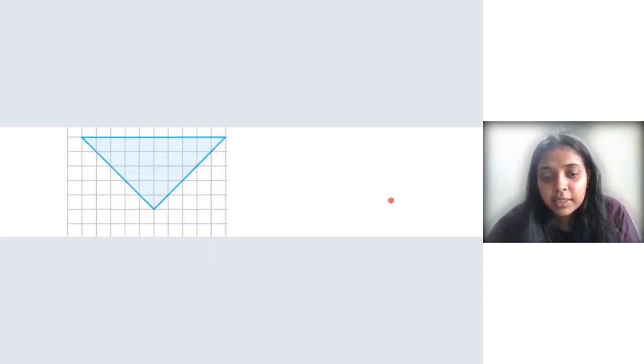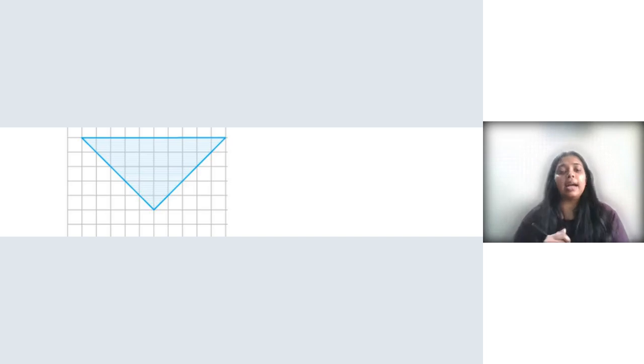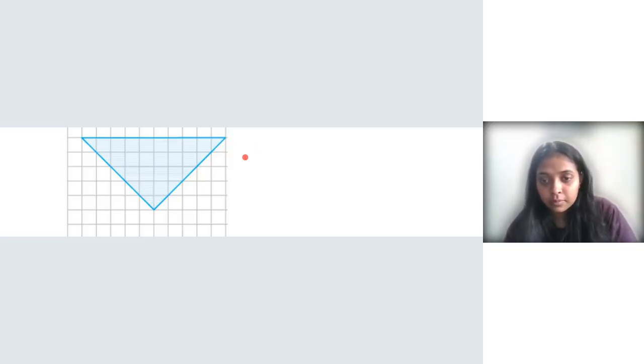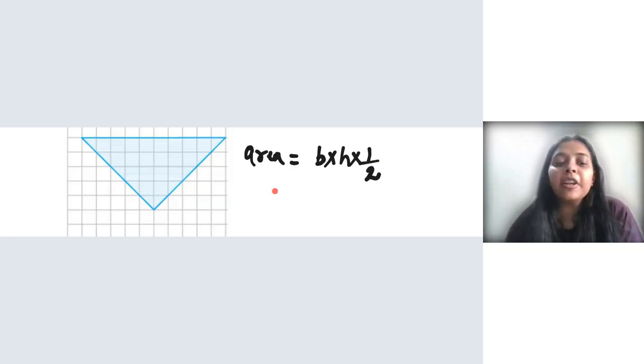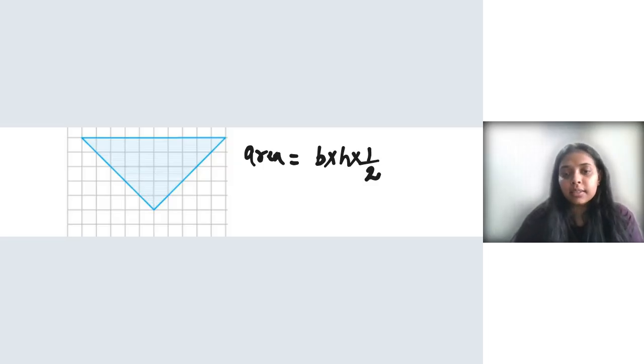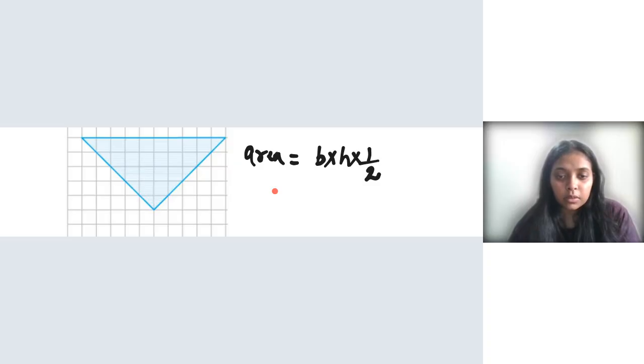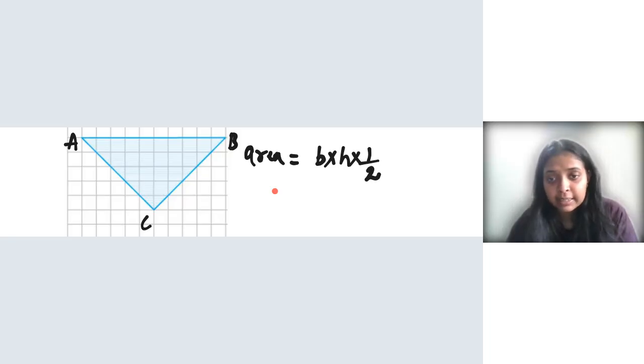Now let's do this one. What shape is this? Triangle. What is the area of a triangle? Half base into height. Half. According to you, what should be the base in this? I'll name it A, B, C. So AB should be the base.